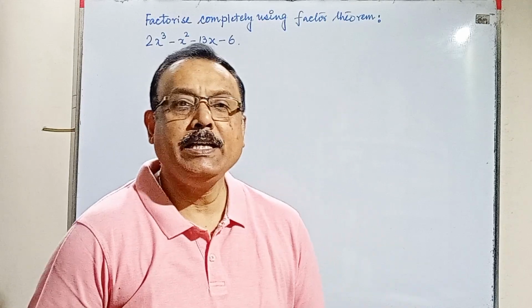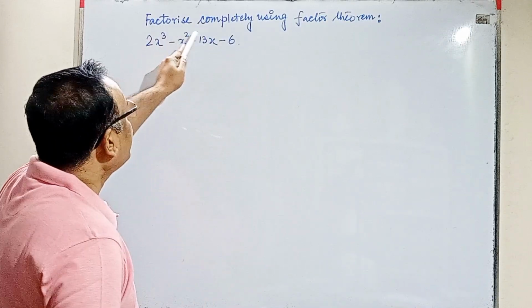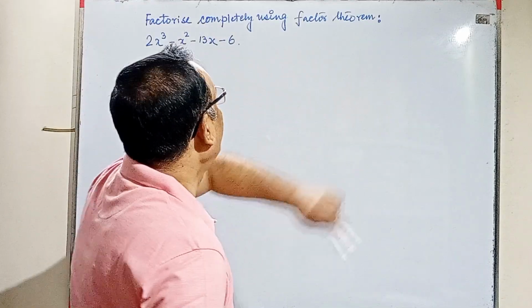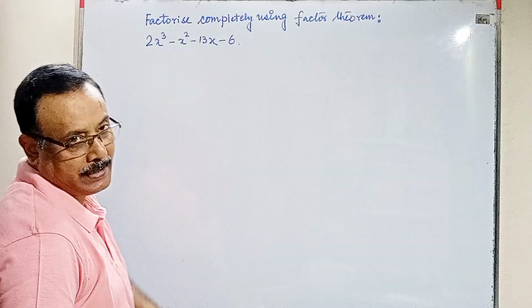Our today's question is from factorization of polynomials. The question is: factorize completely using the factor theorem, 2x cube minus x square minus 13x minus 6.